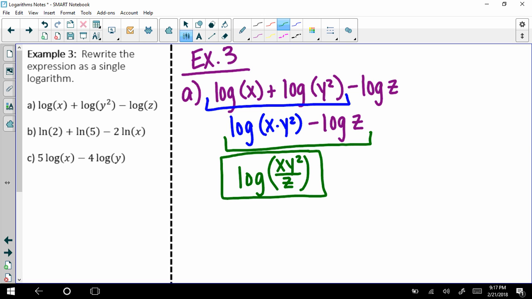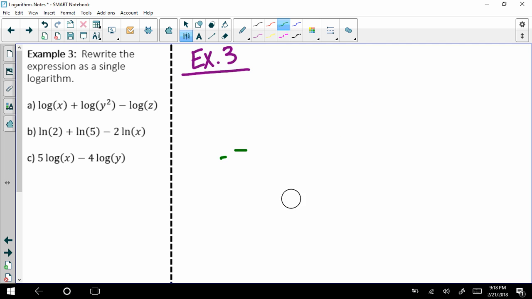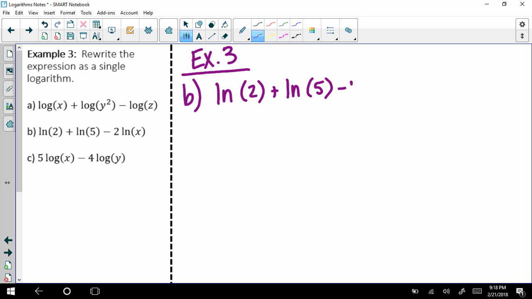All right, so go ahead and pause and try part B and part C, and then turn it back on to check your answers. All right, I'm going to erase this one here, and then we'll go ahead and do part B. So natural log of 2 plus natural log of 5 minus 2 natural log of x.